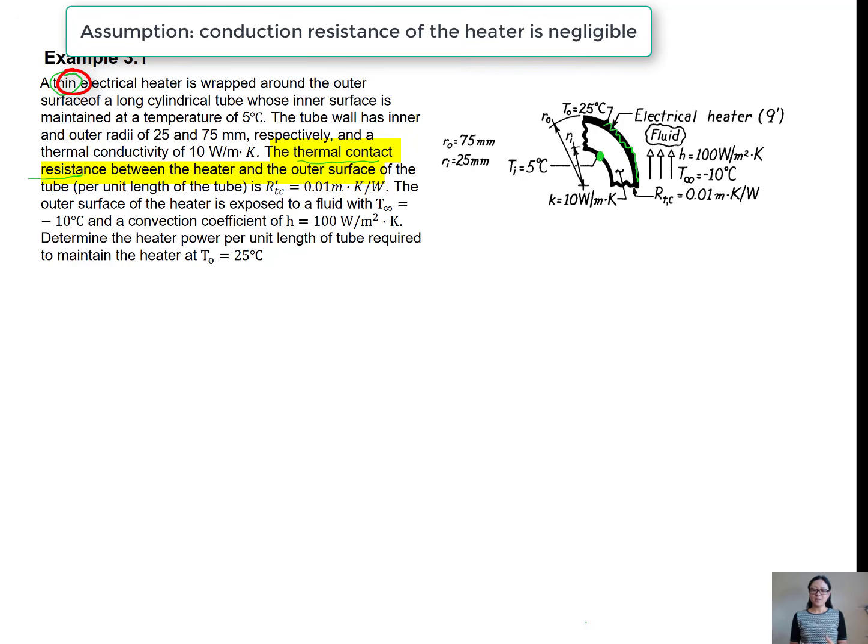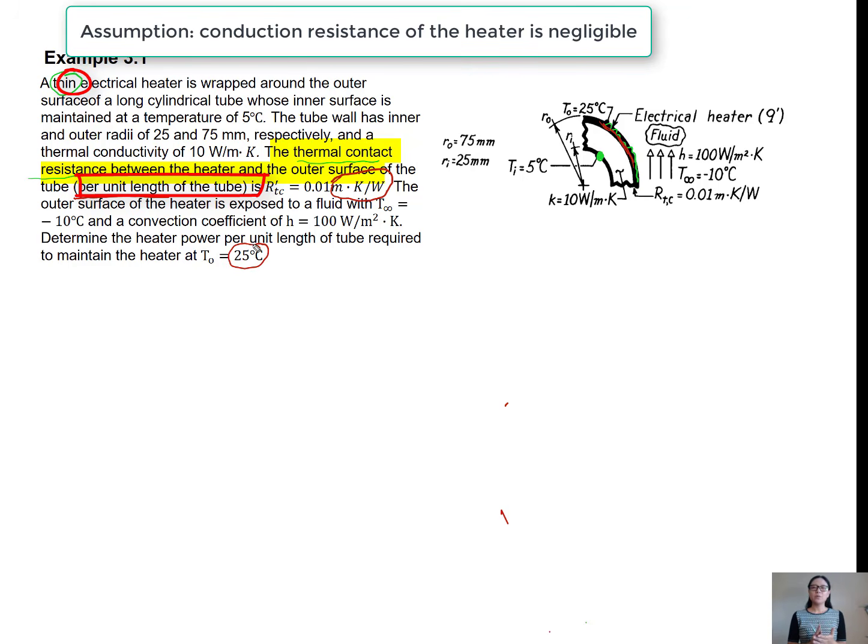The thermal contact resistance between the heater and the outer surface is provided. Apparently for this case, we did not assume the contact between the heater and the outer surface of the tube as perfect. And it is given per unit length. So pay attention to the unit here. The outer surface is exposed to fluid with known convection coefficient and temperature. So we want to determine how much power is required per unit length from the heater to maintain the heater at a temperature of 25 degrees Celsius.